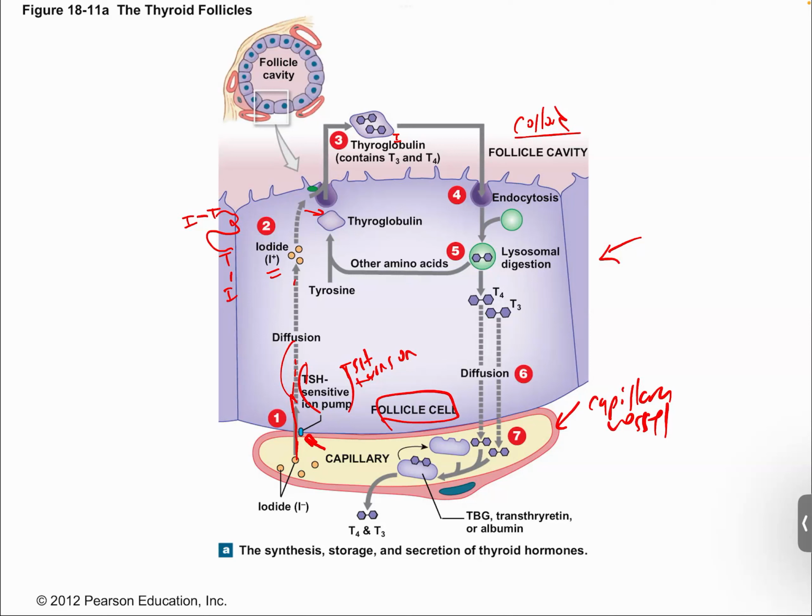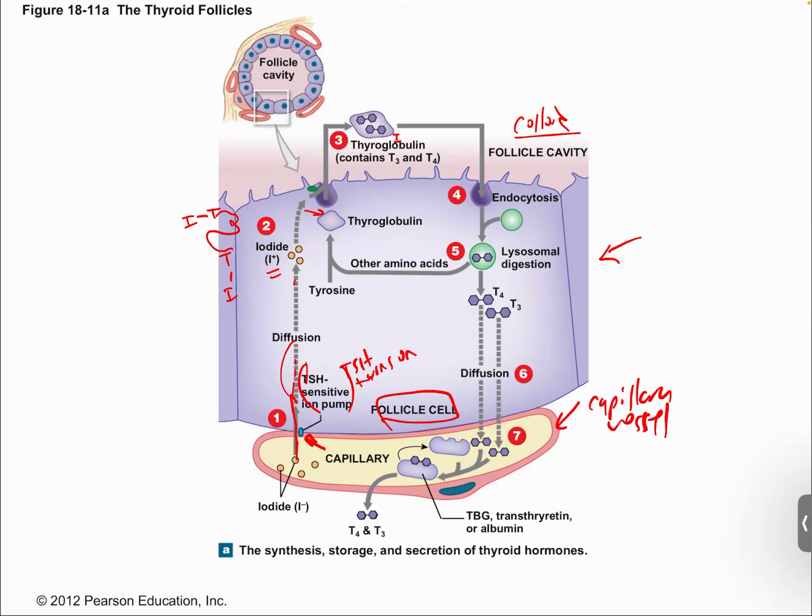Because this is basically your storage strategy. It's always helpful to have a little bit of T3 and T4 on the ready, right? You never want to be caught flat-footed. And so if you have some thyroglobulin that's being stored in the colloid, then you're ready to start disseminating this as soon as the need arises.